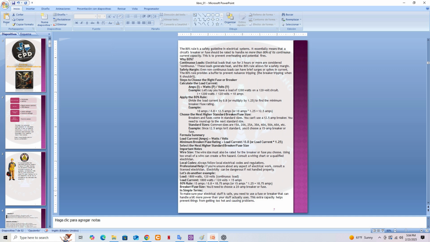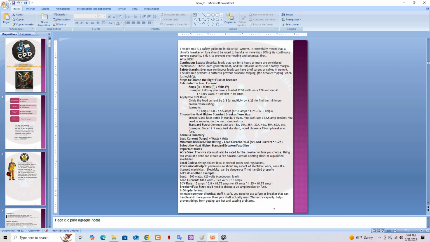Why 80%? Continuous loads, electrical loads that run for 3 hours or more, are considered continuous. These loads generate heat, and the 80% rule allows for a safety margin. Safety margin: even non-continuous loads can have brief surges or spikes in current. The 80% rule provides a buffer to prevent nuisance tripping, the breaker tripping when it shouldn't.